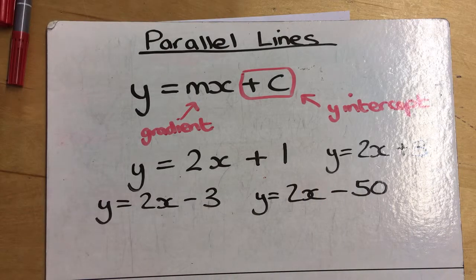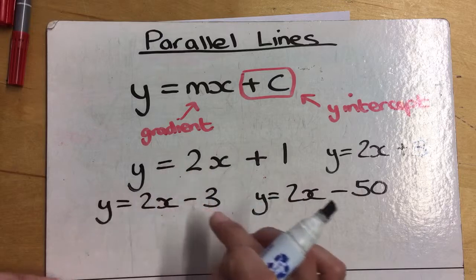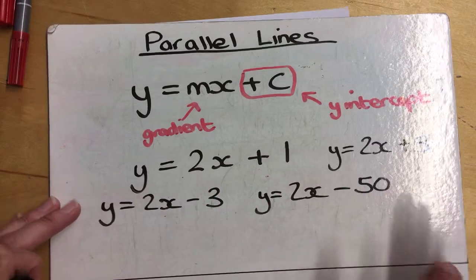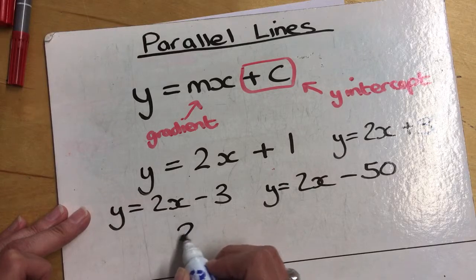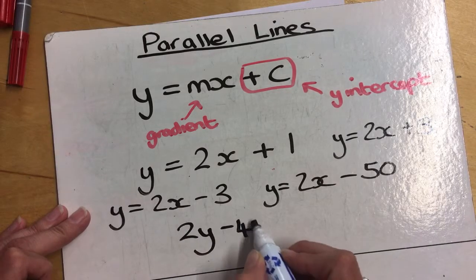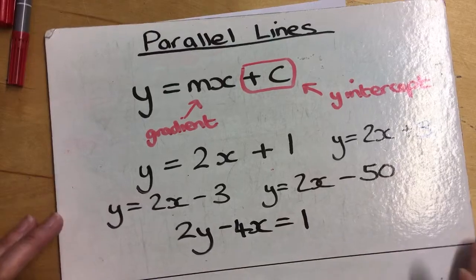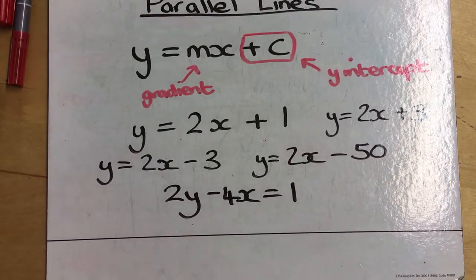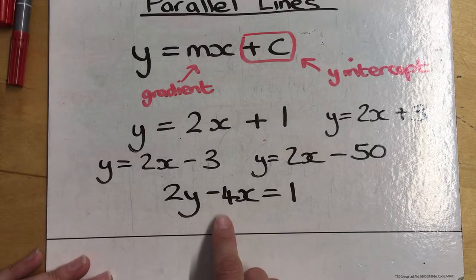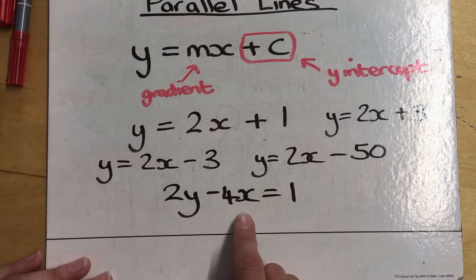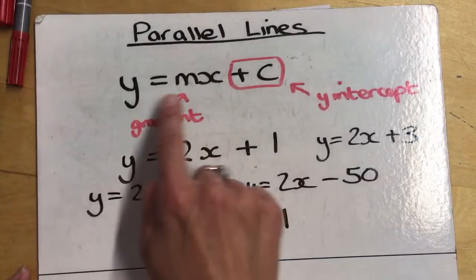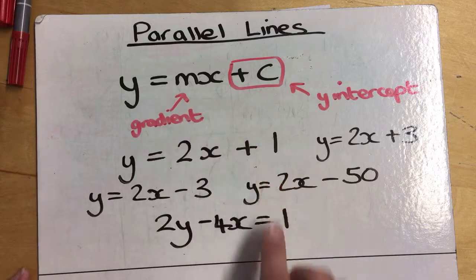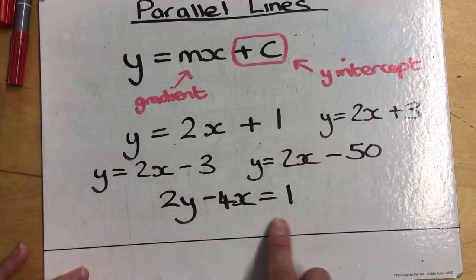Now what is important is that it is y equals, because if it's anything else, for example, if we look at 2y minus 4x equals 1, then I know that if a pupil was asked what is the gradient of this line, they would automatically say minus 4, because that is the value next to the x. But the problem with this is that it isn't in the form that we need the line to be in. So what we have to do is rearrange this.